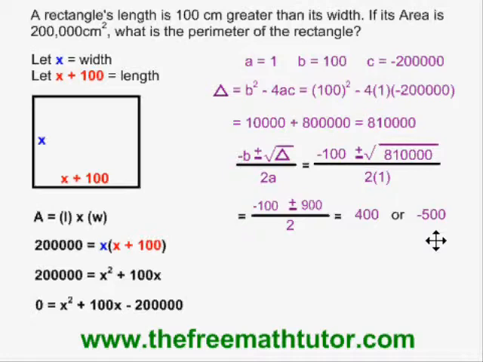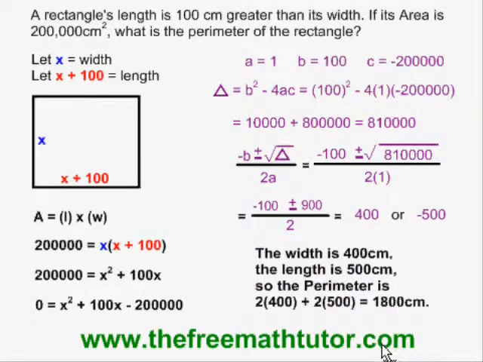But I'm not quite finished answering this question. The question asks for the perimeter, so I'm going to plug the values of 400 width and 500 length into the perimeter formula. And this shows me that the perimeter of this rectangle is 1800 centimeters. This is how we use quadratic math and the quadratic formula to solve a geometry problem.